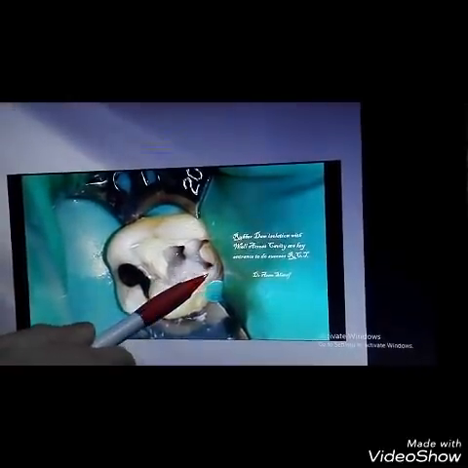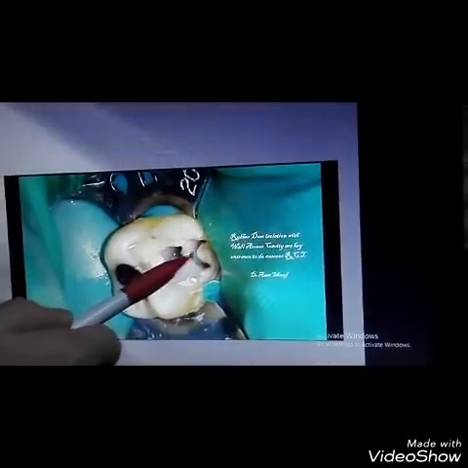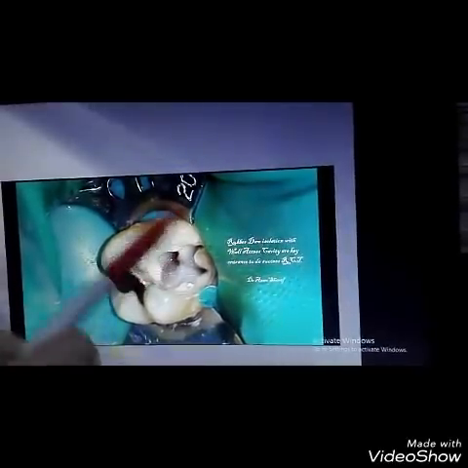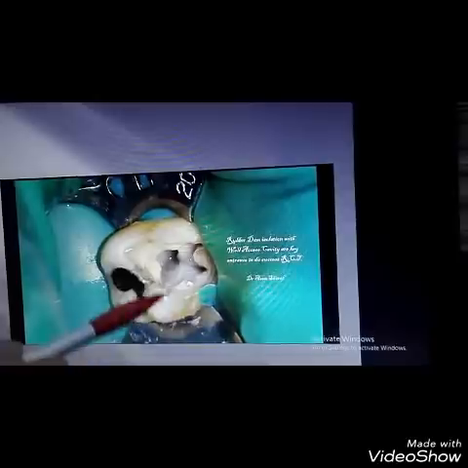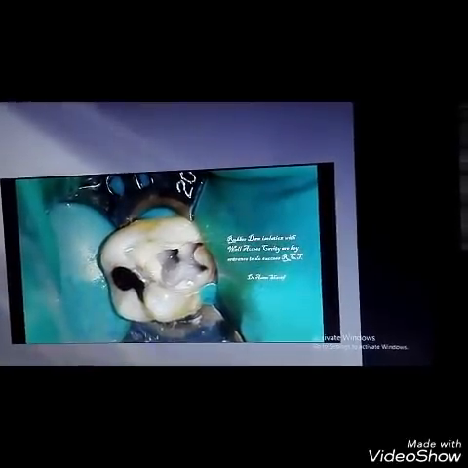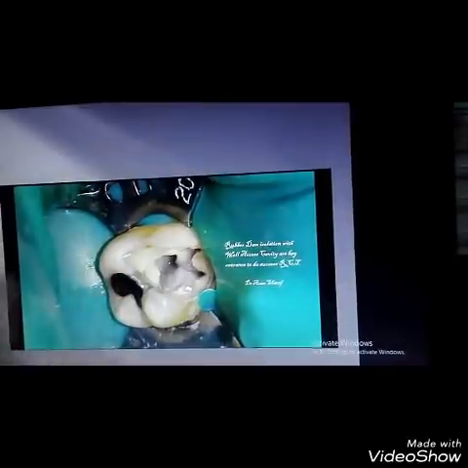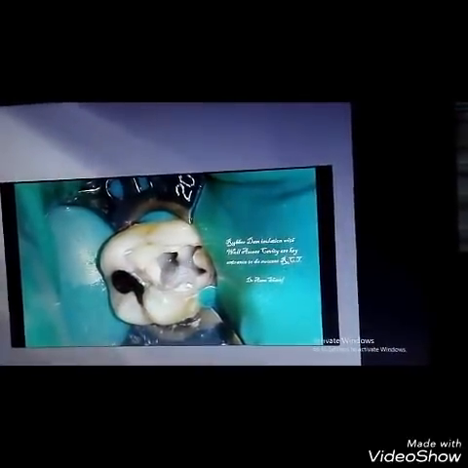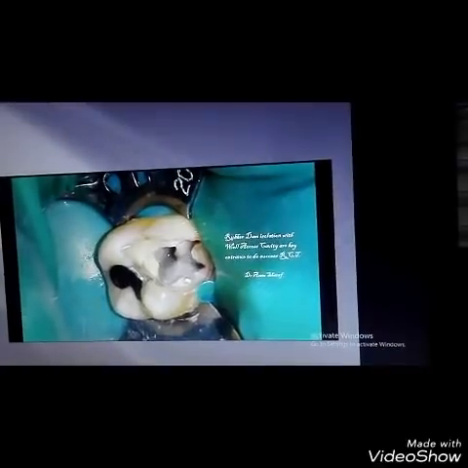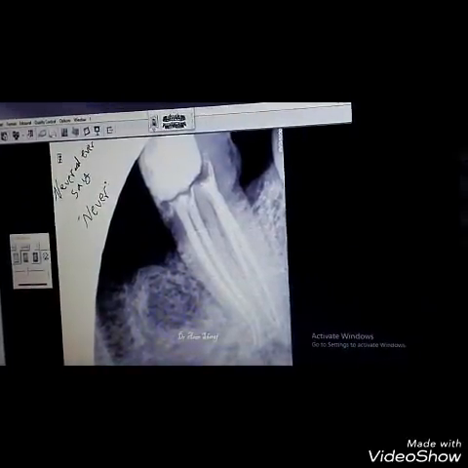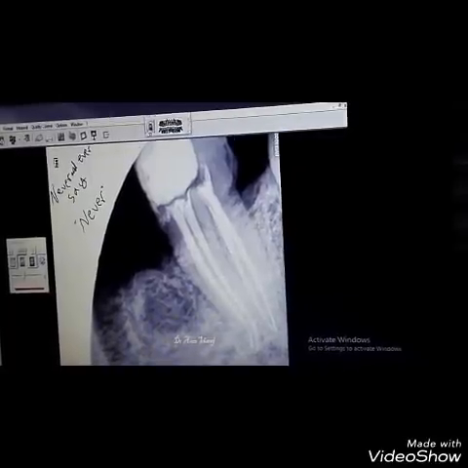Again, mesobuccal, mesolingual, draw a line. No canal at the middle part, so there is a canal here, a canal here. But look at this one. I know this is remaining amalgam filling, but why didn't I remove it? Because I don't want to lose tooth structure. I want tooth support. This part of the amalgam filling is away from my access cavity, so it will not affect my procedure. Obturation, and this is the filling.